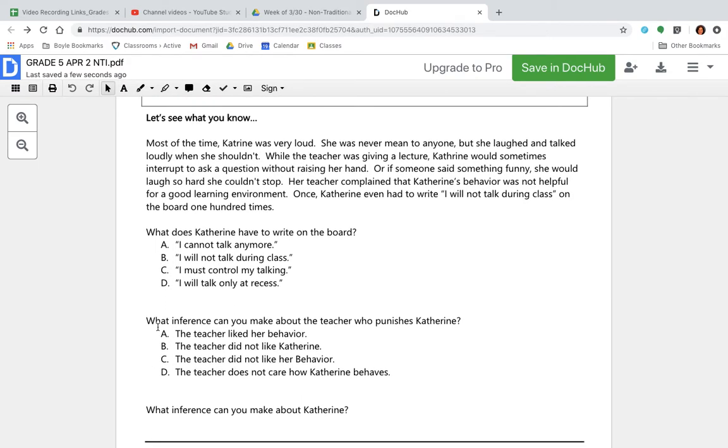What inference can you make about the teacher who punishes Catherine? A. The teacher liked her behavior. B. The teacher did not like Catherine. C. The teacher did not like her behavior. Or D. The teacher does not care how Catherine behaves.